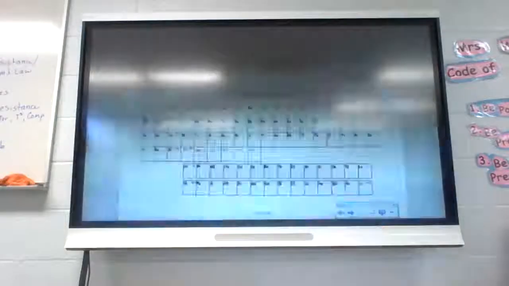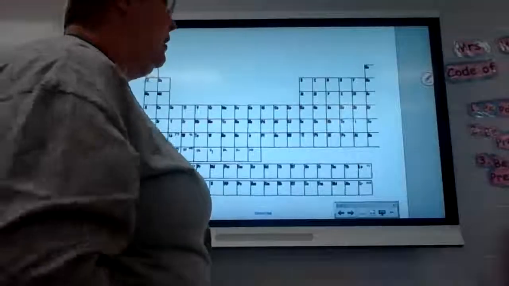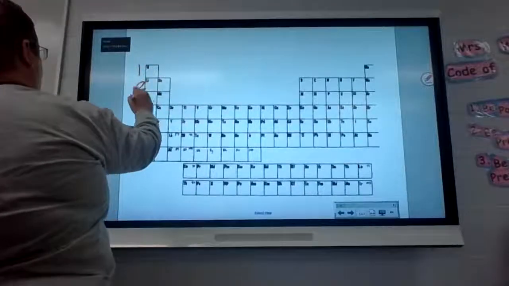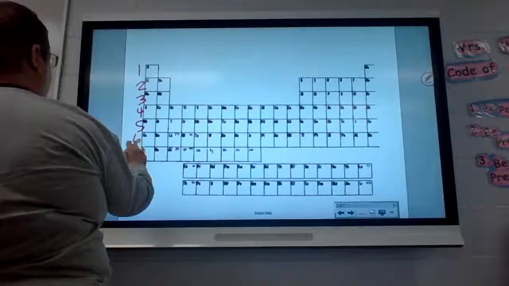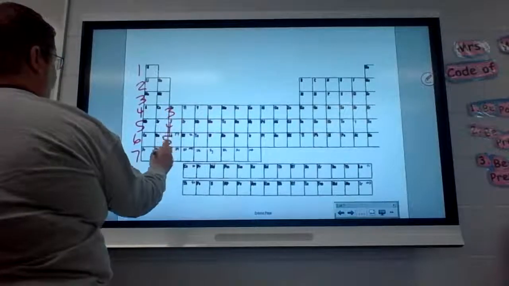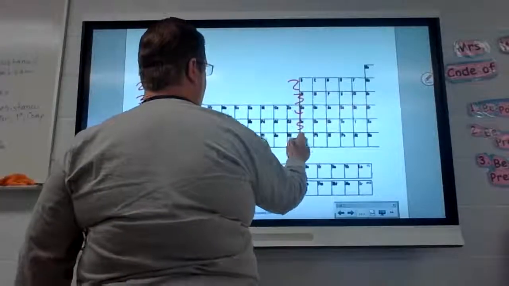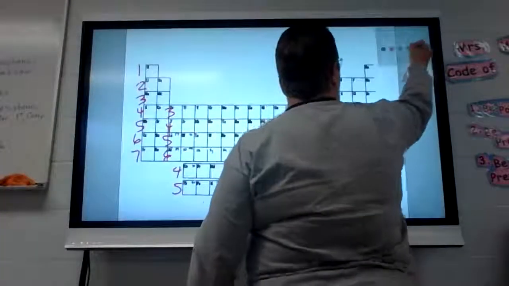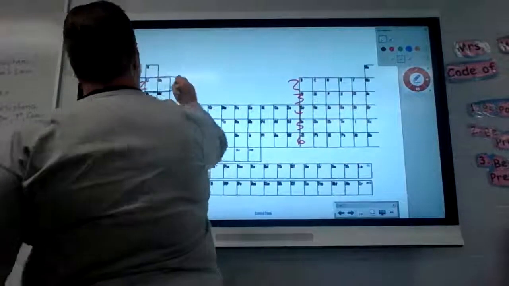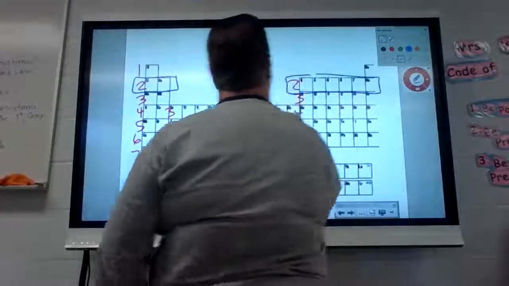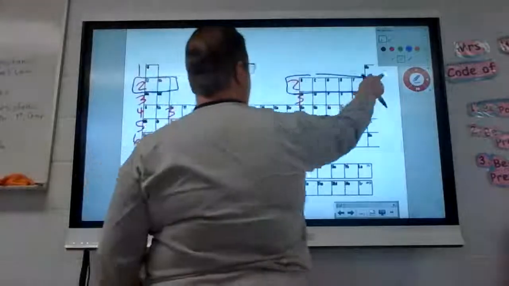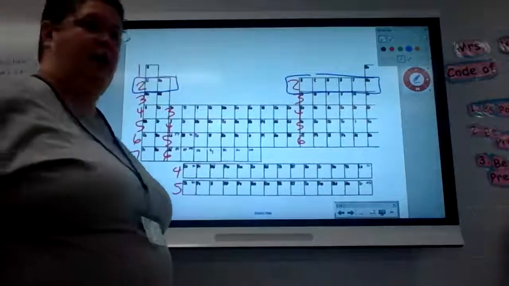Now, for those people who still can't recognize it, here's another way. Find your 2's on the periodic table and add up your elements. 2 and 6 is 8. There you go.